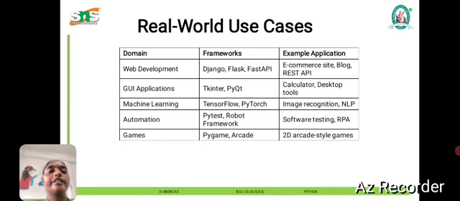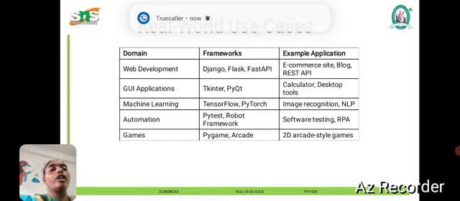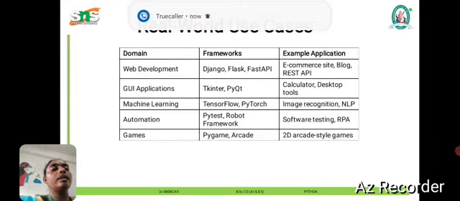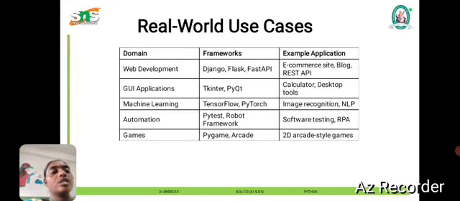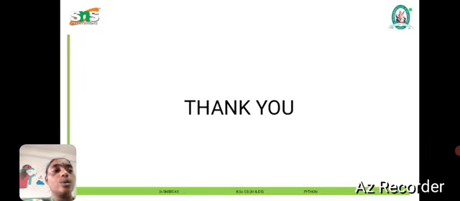Real-world use cases for the above five frameworks: web development, GUI applications, machine learning, automation and games. For web development, take Django, Flask and FastAPI; applications are e-commerce sites and blog sites. For GUI applications, with the help of Tkinter and PyQt, a calculator desktop tool can be developed. For 2D games, Pygame is used.